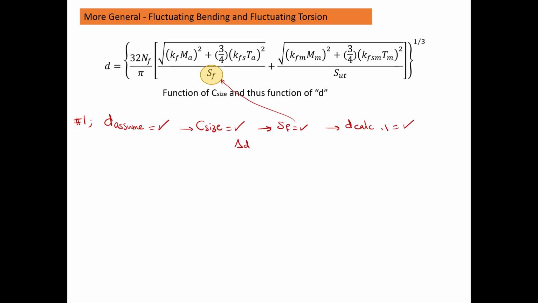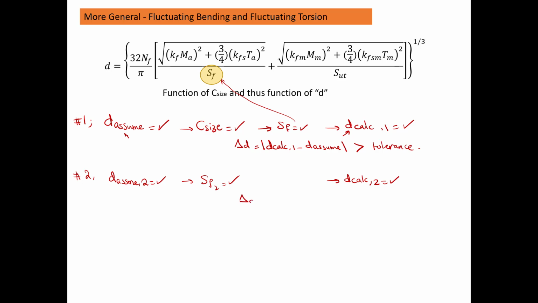So if the difference between the calculated diameter and the assumed diameter is not small enough, if it's larger than a given tolerance, then you need to make another assumption. So this might take forever. You make another assumption, you evaluate C size, SF2, and then you will get a new calculated diameter. And then you would go back and evaluate this delta D again.